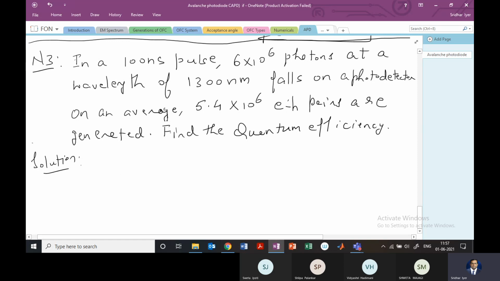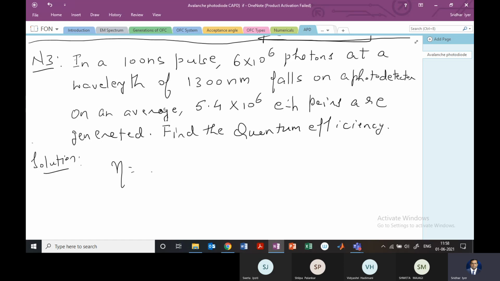A lot of information is given. Basically what we need to find is eta. If we know the definition of eta, it is very easy. Even if we do not know the definition, we can just try to understand. What is this quantum efficiency? In terms of efficiency, what do we expect at the source and detector? At the source end, we expect that whatever electrons fall on the LED or laser, all of them should generate the photons. So I can say that it is 100% efficient.